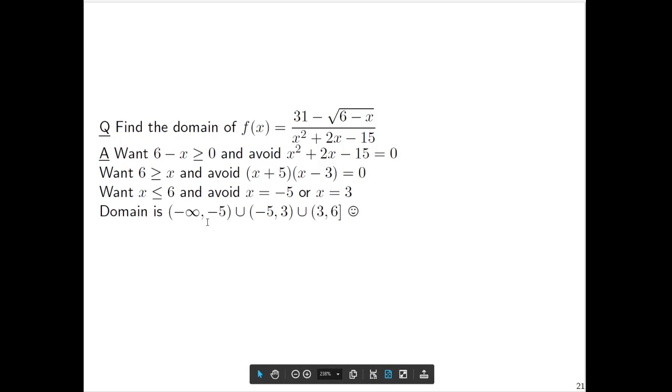So the domain here is, any really negative number works. So from -infinity up to -5, but don't include -5, so parenthesis. Union, parenthesis -5 up to 3, because we got to exclude 3. Union 3 all the way up to 6, and we can't go any further than 6 because we need to ensure that x is less than or equal to 6.